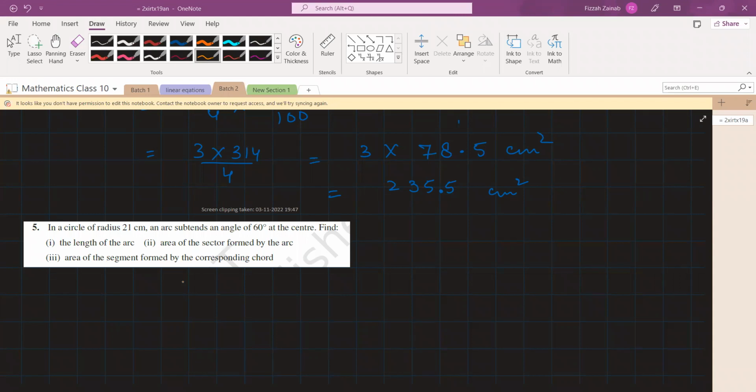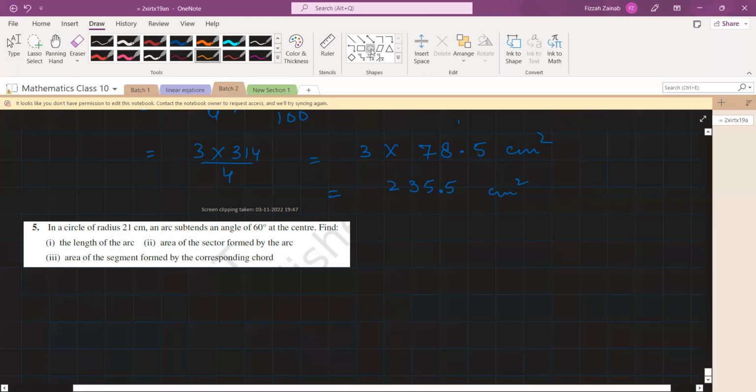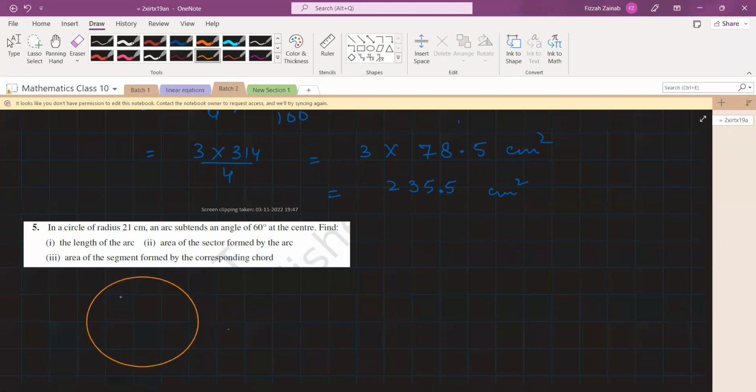Question number 5. In a circle of radius 21 centimeter, an arc subtends an angle of 60 degree at the center. So if I draw a circle, there's an arc. Now what is an arc? It's part of the circumference, right? So I just take an arc, let's say this much arc I'm taking. This is A and this is B. Is that clear? And this is the center O.